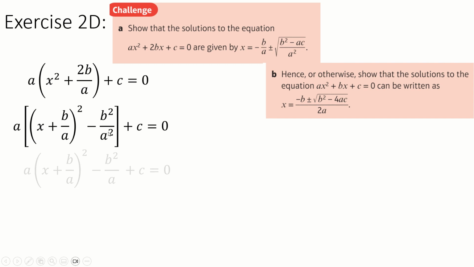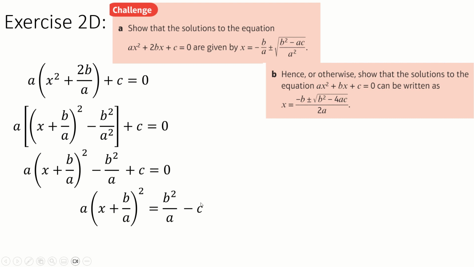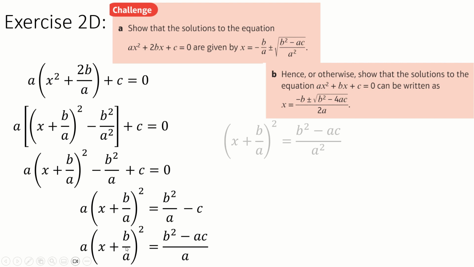Expand the a back out, and you get this. Of course, a cancels one of those a's to give you this. You can now do a little bit of rearranging here. This c is ca over a, and then this becomes b squared minus ca over a, or ac over a over here. It's absolutely fine either way you write that. Square root both sides to give you a plus or minus square root, and then bring the b over a over to the other side.